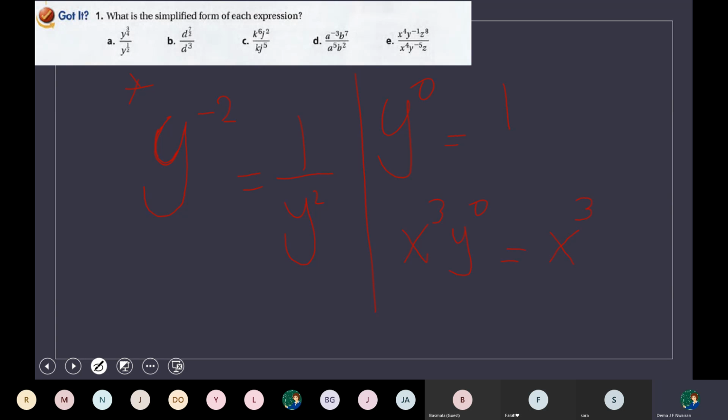You have to rewrite it as x cubed, because y raised to 0 is 1, which cannot be written. Try to go back to the first lesson, and if you reach the first lesson and you cannot do anything else, this is the simplest form. In the first lesson, we talked about zero exponents and negative exponents.